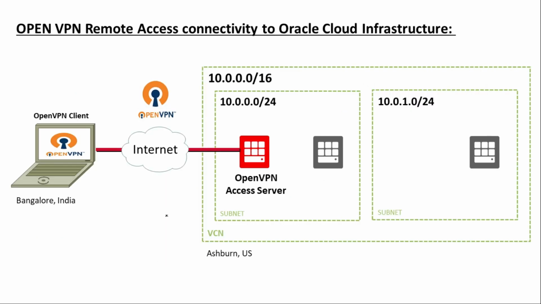This is my network architecture for OpenVPN remote access connectivity to Oracle Cloud. This is my laptop in India, and I have created a VCN in the Ashburn region of Oracle Cloud. I'll be downloading the OpenVPN access server from Oracle Cloud Marketplace, and I will download the OpenVPN client on my laptop. Then it will create a secure tunnel over the public internet to access all the private resources running on Oracle Cloud. This is my VCN CIDR, and these are two subnets within this VCN.